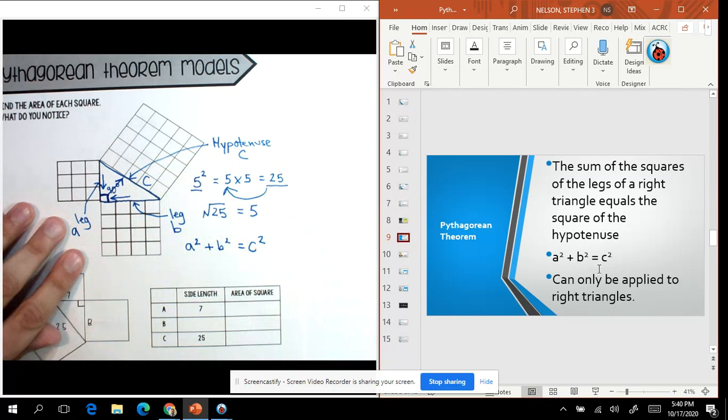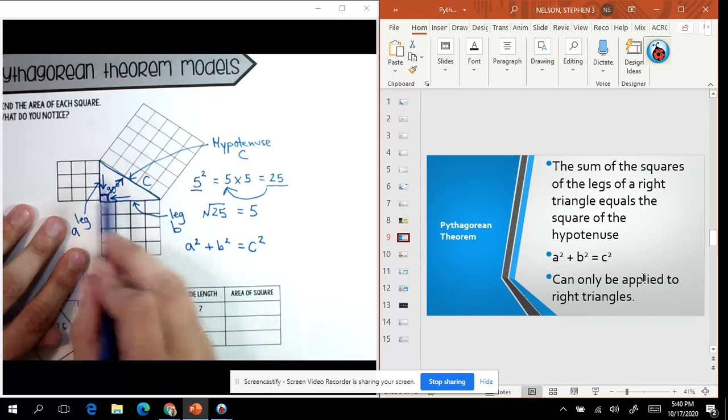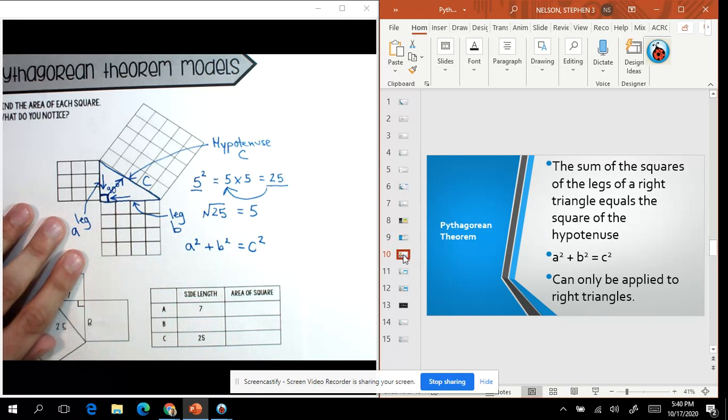And keep in mind this can only be applied to right triangles. So with the Pythagorean theorem, if you're presented with A squared plus B squared equals C squared, you know you're dealing with a right triangle. And if you're presented with a right triangle, you would know that you're going to be dealing with A squared plus B squared equals C squared if you're ever trying to find any of the missing sides. Let's go to the next slide.